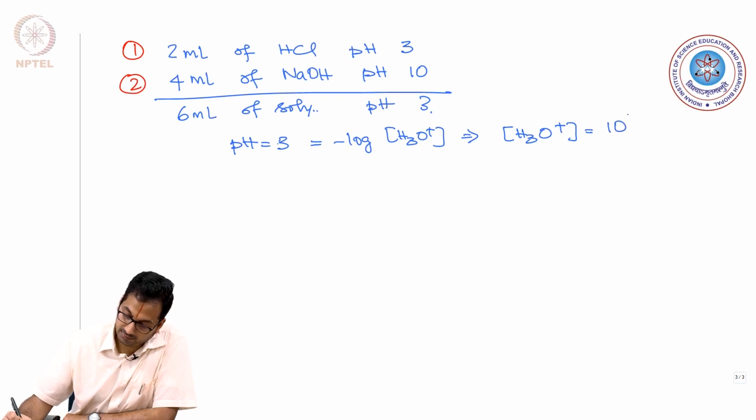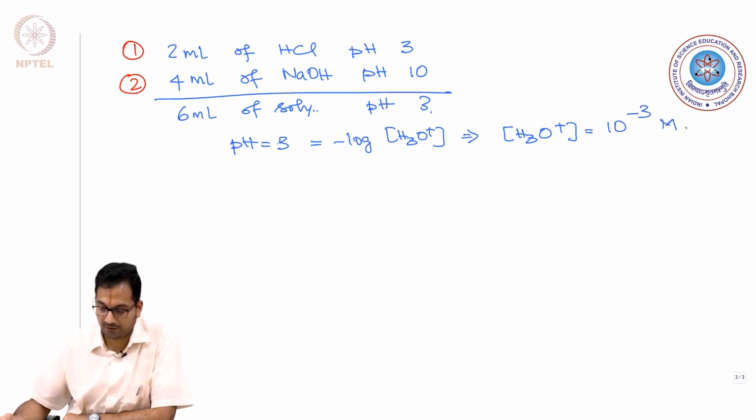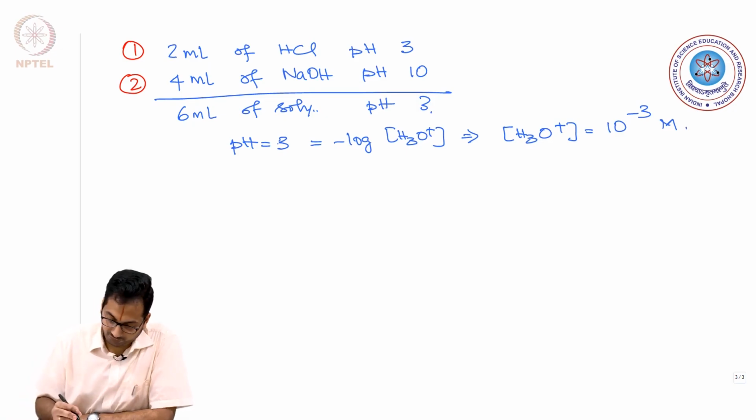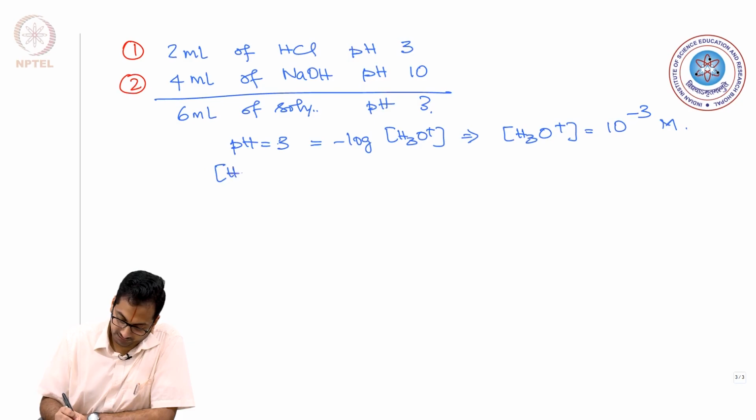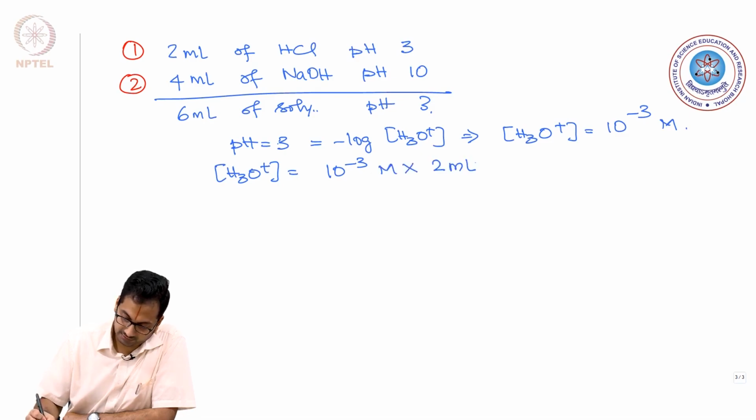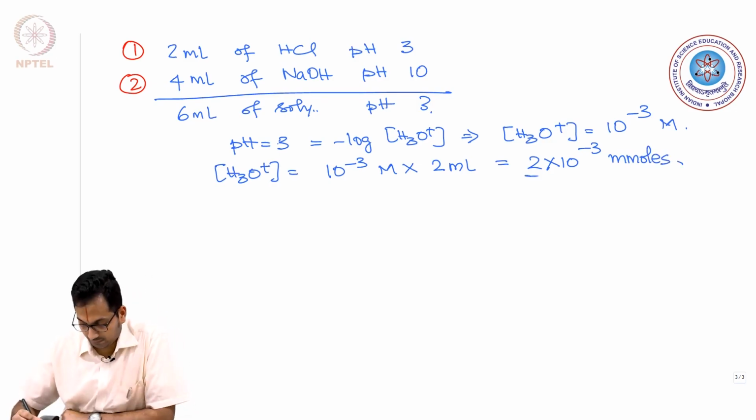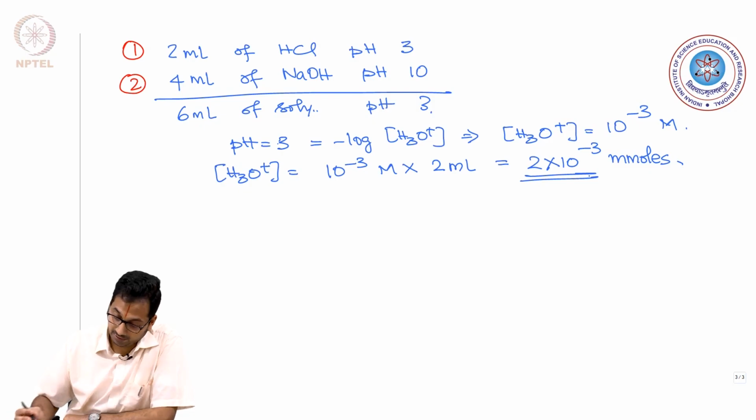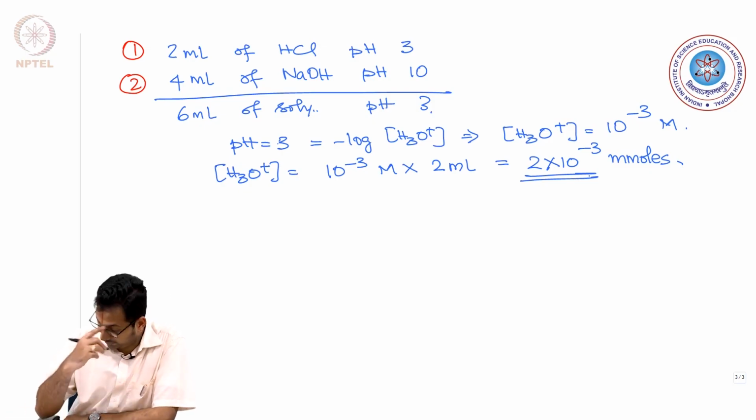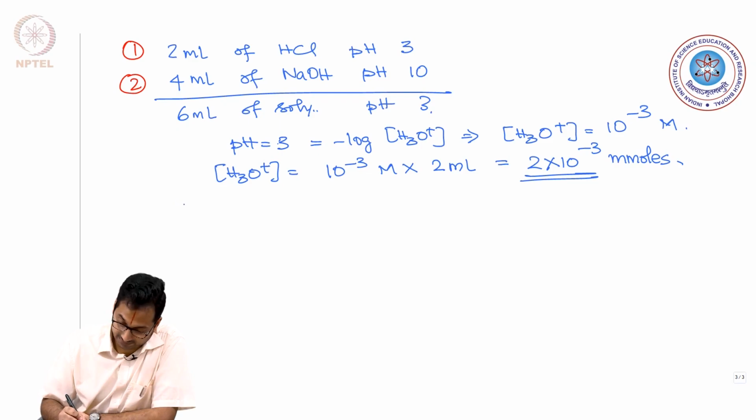So, this is going to imply H3O plus is given by 10 to the power of minus 3 molar, and you have 2 ml of it. So, therefore, the number of millimoles of H3O plus is going to be 10 to the power of minus 3 moles times 2 ml, which is going to be 2 into 10 to the power of minus 3 millimoles. Okay. So, this is the amount of H plus that you have in your hand, and let us determine what is the concentration of OH minus that is present, that will end up neutralizing this acid.